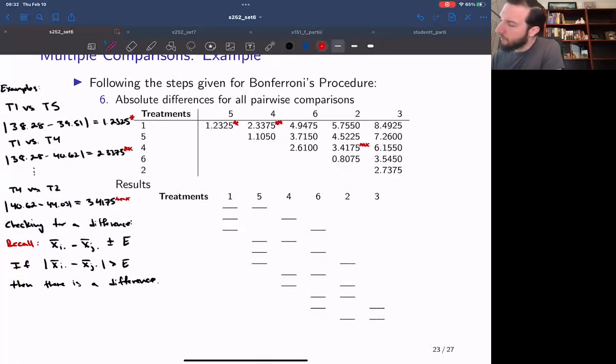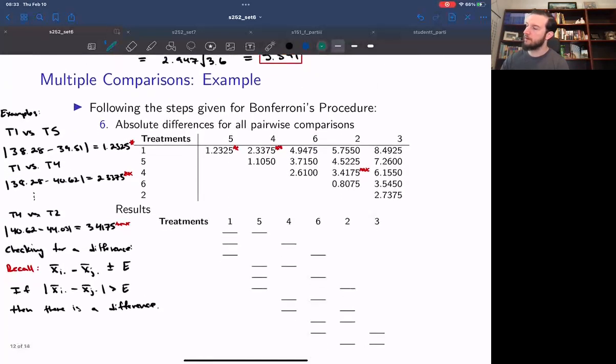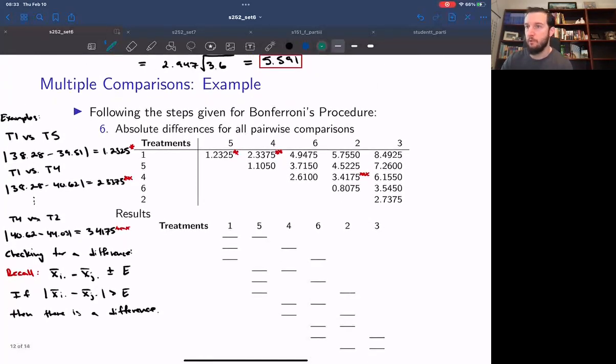Okay, so what we can do, it's a little crowded, but basically the reason that we rank the means is because you can see now where the separation is. So our margin of error is 5.591. So we are looking for any value in our table that's bigger than 5.591. Okay, so here's 1. Here's 2. Here's 3. And here's 4.